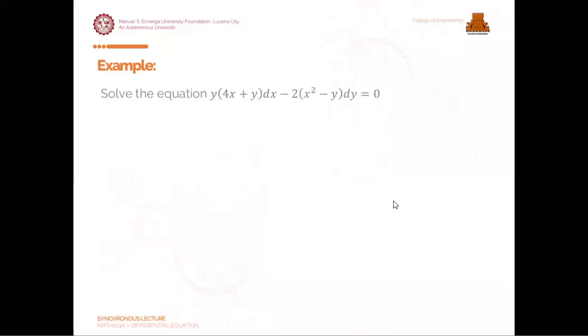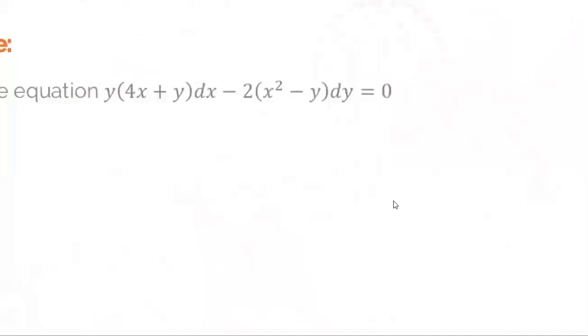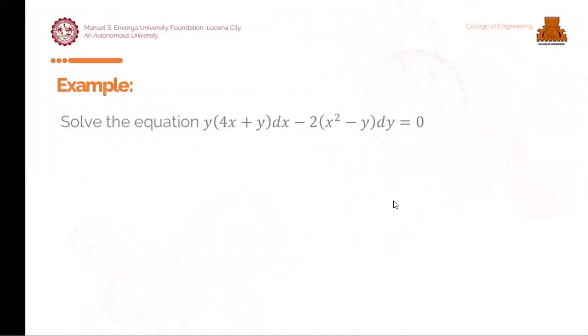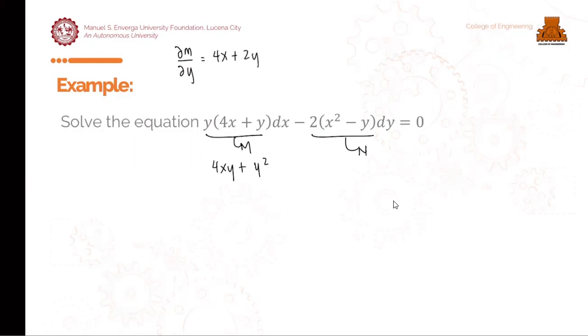Next, we try the second example. We have solve the equation y times 4x plus y dx minus 2 times x squared minus y dy is equals to 0. Okay? So, bilisan na lang natin. So, this is our m, no? Then, ito yung ating n. So, partial of m over partial of y. So, this will be 4xy plus y squared. So, sagot natin dito will be 4x plus 2y. Then, partial of n over partial of x is equals to, so this will be 2x squared.